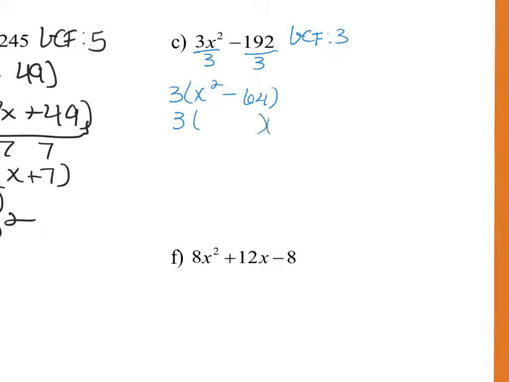So that method is 2 binomials, 2 sets of parentheses, 1 plus, 1 minus. Everything else should look the same aside from the plus and the minus. I take the square root of x squared, that gives me an x. I take the square root of 64, that gives me an 8. And voila, you are done.